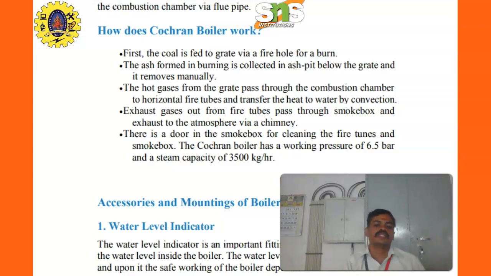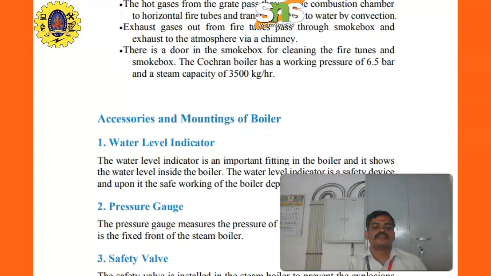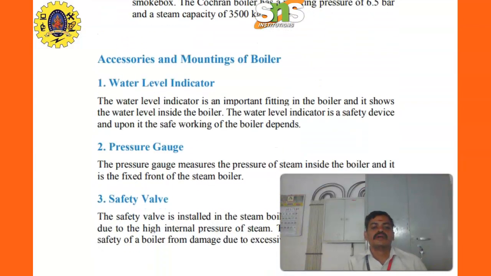Accessories and mountings of the boiler. First one is the water level indicator. The water level indicator is the most important fitting of the boiler. It shows the water level inside the boiler. The water level indicator is a safety device, and upon its working the safe operation of the boiler depends.